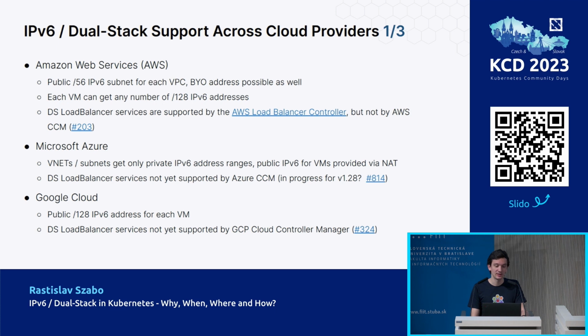Okay, and now I will talk about the support of DualStack across some different cloud providers. I'll go through some major ones, then smaller ones, and some on-prem platforms. So, in my humble opinion, AWS is leading here and provides the best IPv6 and DualStack support. In AWS, each VPC can get its own /56 public IPv6 subnet. You can bring your own IPv6 subnet if you want, and each VM can get any number of IPv6 addresses.